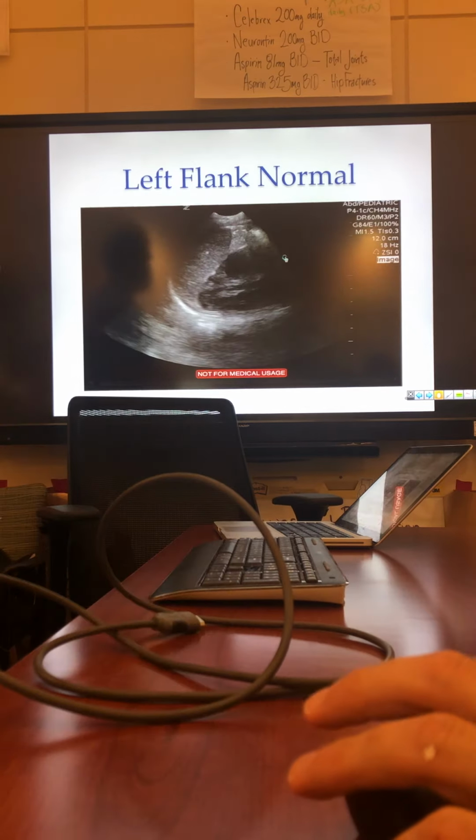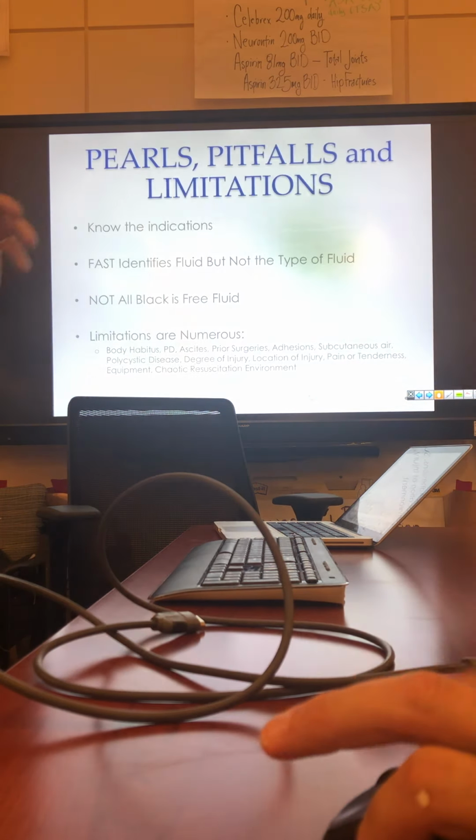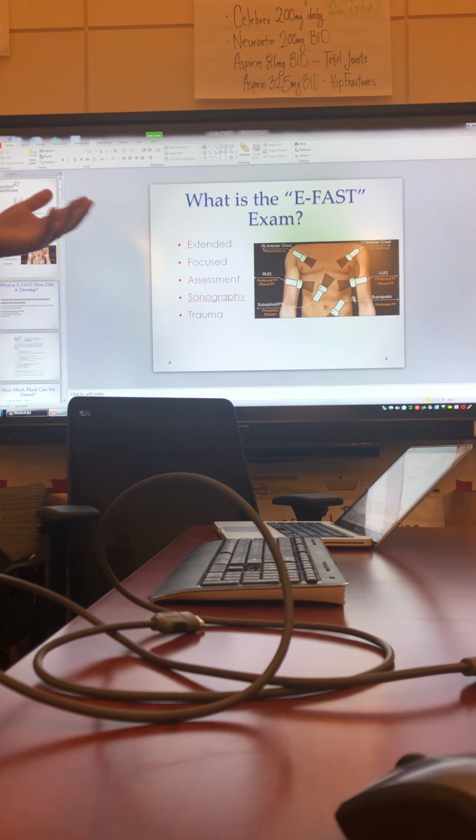The chest x-ray takes time. You've got to move everybody out. You've got to position the patient, especially if they're unstable. If you suspect pneumothorax, you can get your answer pretty quickly.